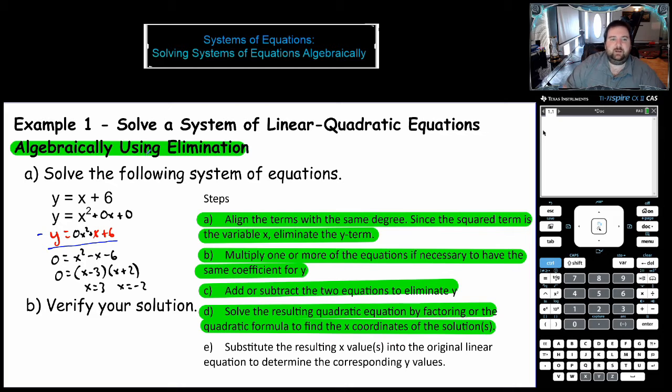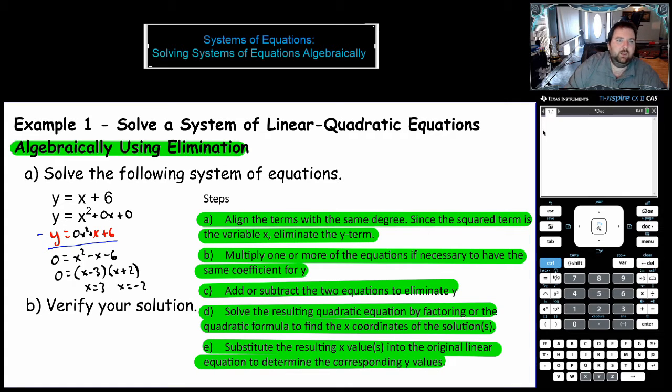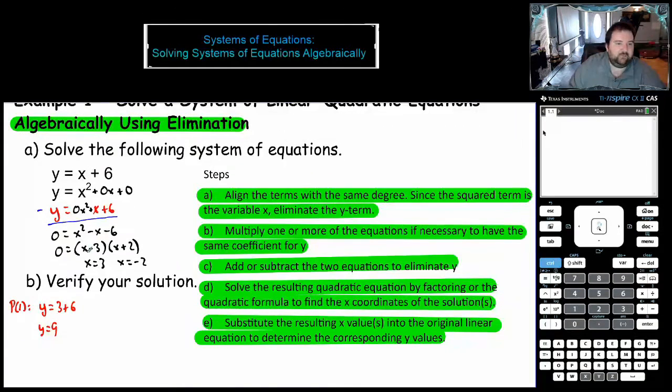And we're going to substitute the values, just like before, into the original linear equation to determine the corresponding y values. Let's go ahead and try that out. So we want to find them for our first point. So P1, what is it going to be? So x value of 3. We are going to have y equals 3 plus 6. So y equals 9. All right. So we have our first point. Let's do the second one, P2.